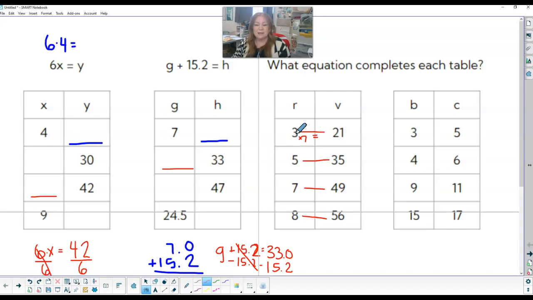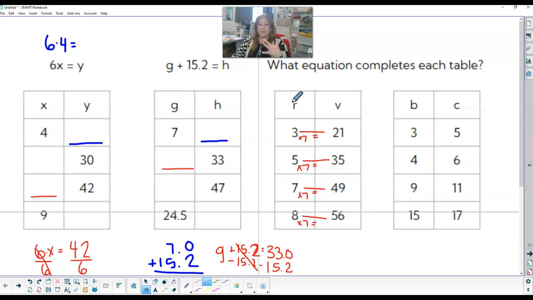This line's kind of like, here's our equals. Okay, let's see if that's the pattern. It has to be true for every single one. It's 5 times 7 is 35. 7 times 7 is 49. And 8 times 7 is 56.